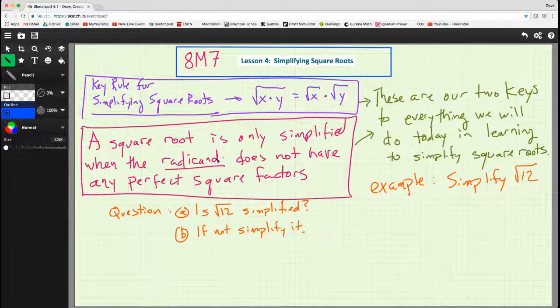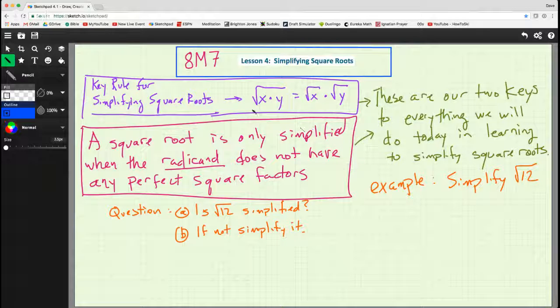The radicand, if you recall, is the number underneath the square root. So in the square root of 12, the number 12 is called the radicand. This is the official definition of a radicand: the number underneath the square root or the radical sign. So when I use the word radicand, you now know what it means. If that number does not have any perfect square factors, it is simplified. But if there's any factor in here that is a perfect square, then it needs to be simplified by rule.